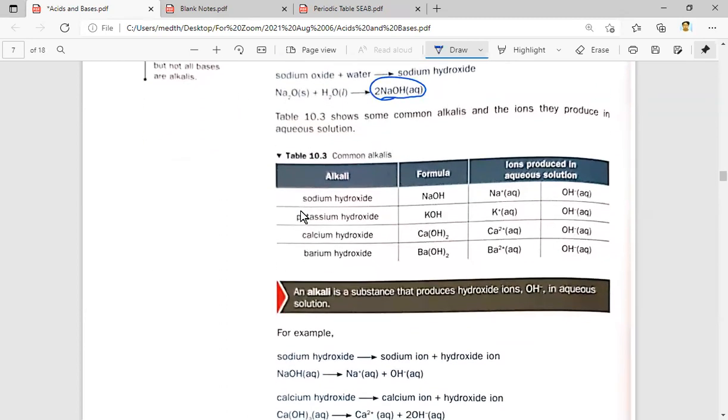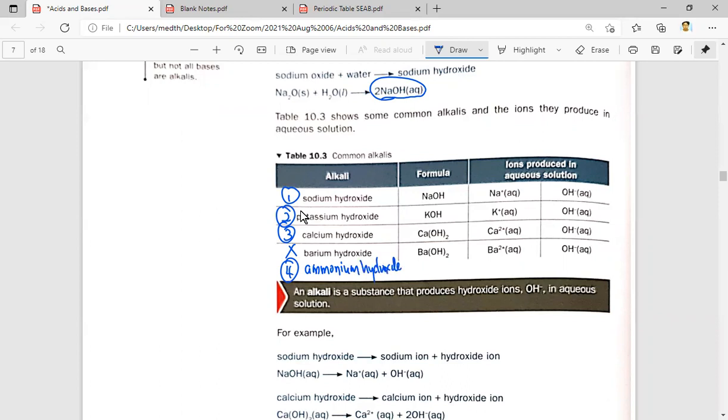Common alkalis I have: sodium hydroxide, potassium hydroxide, calcium hydroxide. Barium hydroxide you will seldom see, so I'll just put an X over here. There's another alkali that is not so commonly seen and is not listed here. You might want to write it down in your textbook. It's actually ammonium hydroxide.